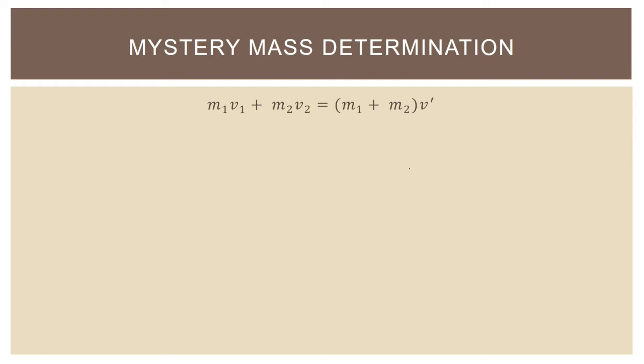And so what you need to realize is that in order to solve this equation for M2, we have to distribute the v prime to the M2 and M1 to make this equation workable. So the first thing I'm going to do with this equation is distribute the v prime to both terms. So now I have M1v1 plus M2v2 equals M1v prime plus M2v prime.